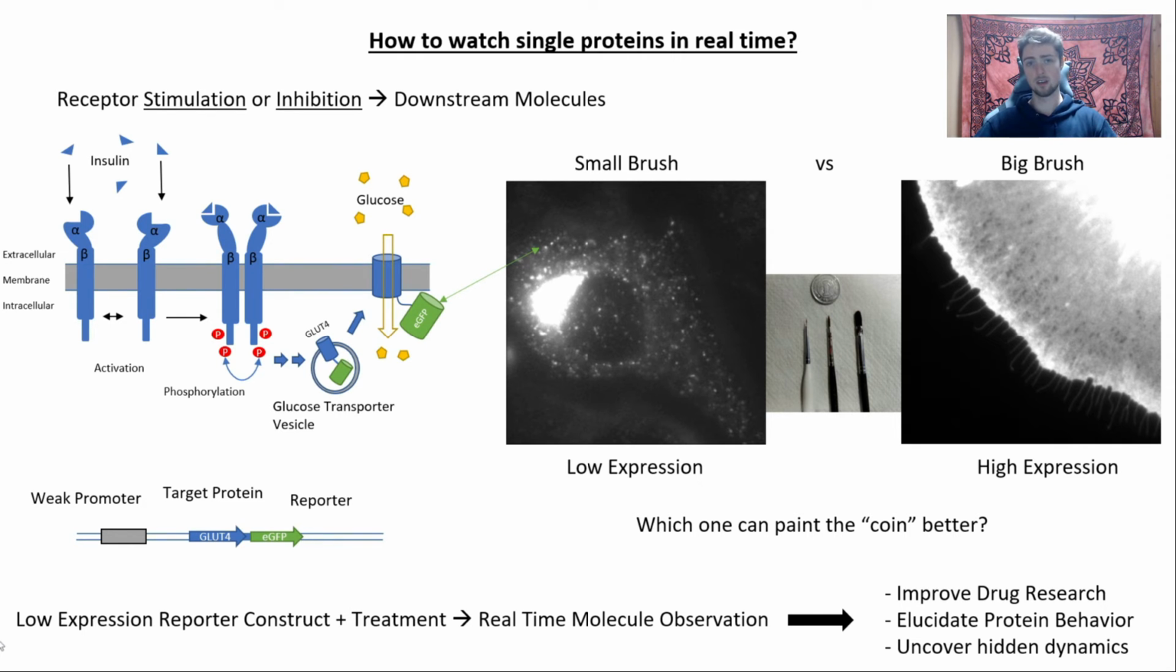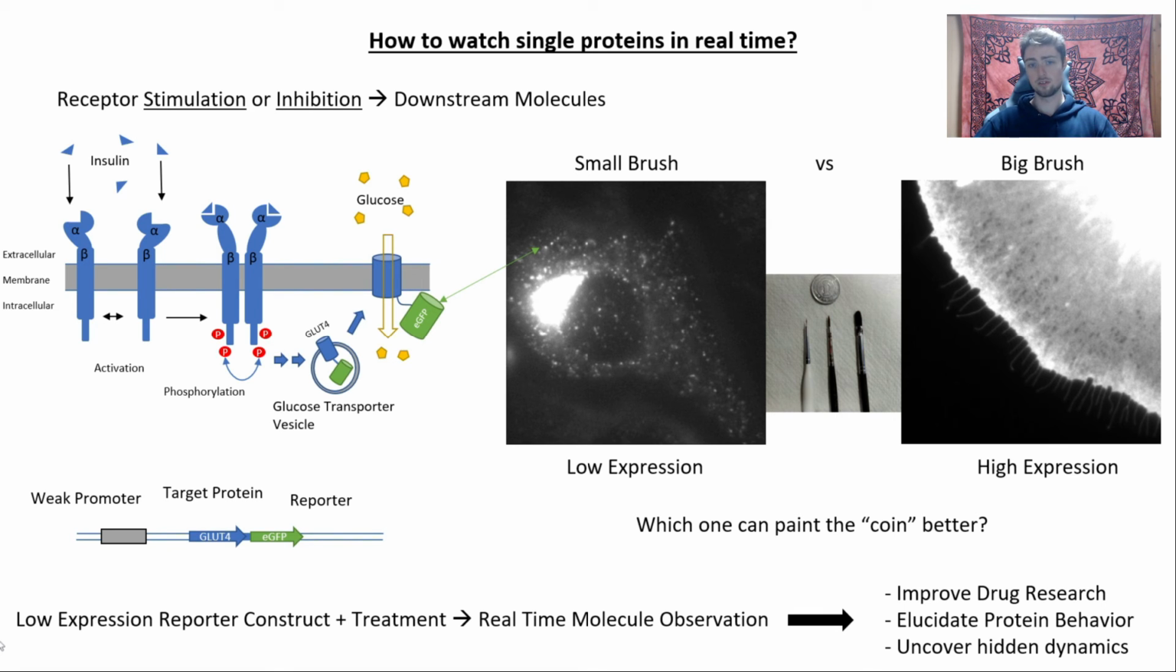In my project, the insulin receptor, which is crucial for metabolism and diseases such as diabetes, I want to know how the insulin receptor reacts to stimulation or inhibition. And to do this, I take downstream proteins of this insulin axis and fuse them to fluorescent proteins and then observe what happens under the microscope.